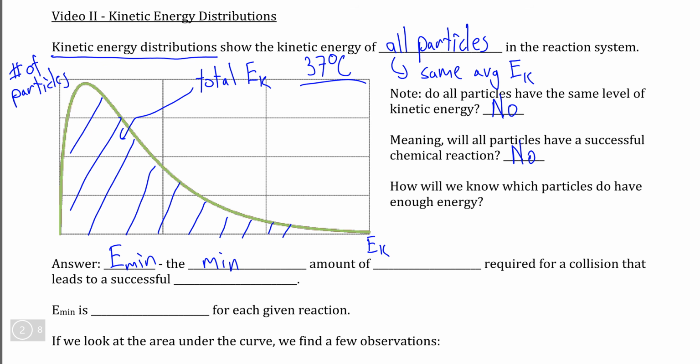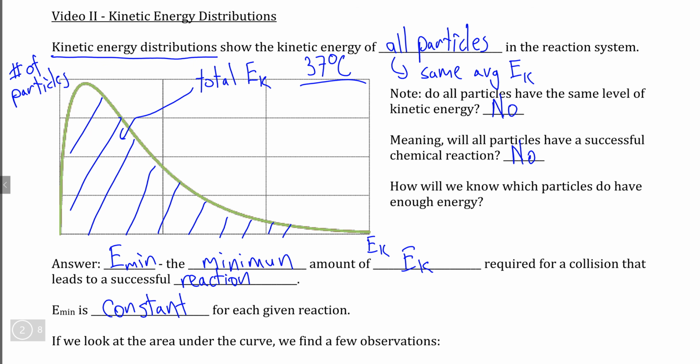E-min, as suggested by the name, is the minimum amount of kinetic energy that is required for a collision to lead to a successful chemical reaction. And we don't know what E-min is in this case because we haven't defined what the reaction is. However, we can determine E-min experimentally, and we can determine that E-min is a constant for each given reaction. What this means is that each specific chemical reaction will require a specific amount of kinetic energy for its reactants to have in order to undergo that chemical reaction.